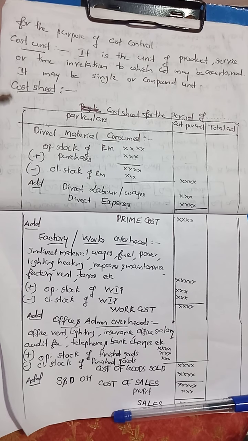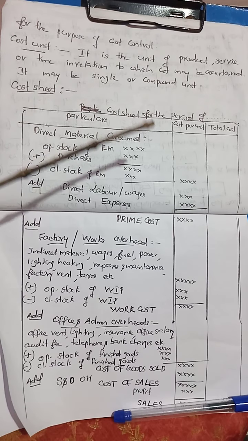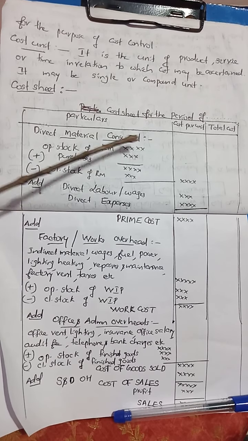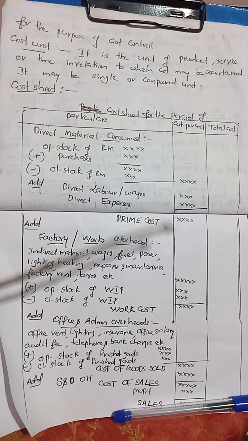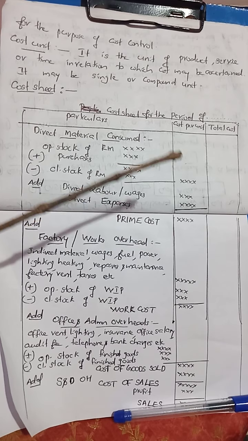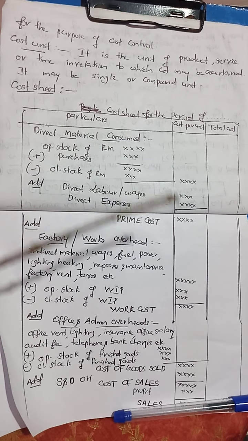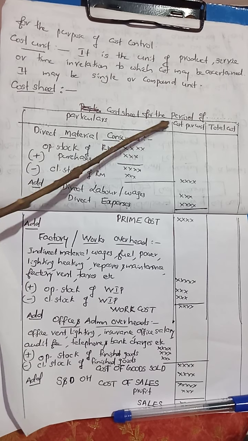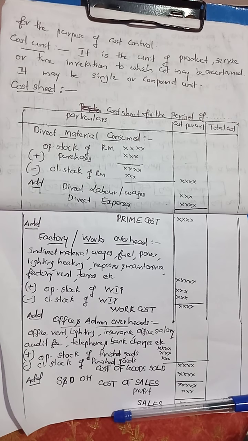As its name indicates, cost sheet is a sheet which contains different elements of cost of a product manufactured by a company or a service rendered by a company or an activity undertaken by a company. It's a complete list of cost. So cost sheet is the final end product of every costing company. There is a format for preparing cost sheet. That format is here: cost sheet for the period of so and so. Out of here we have three columns.